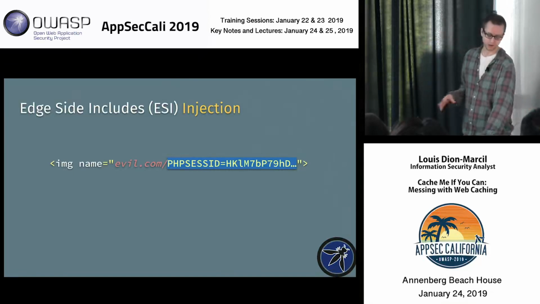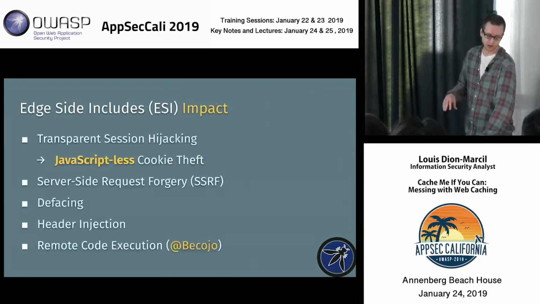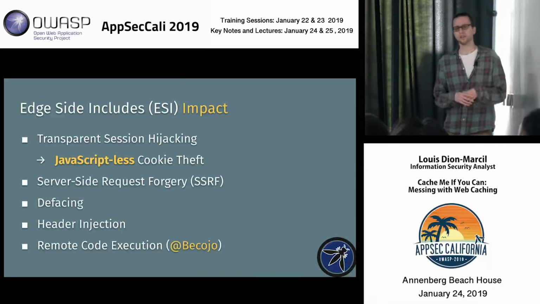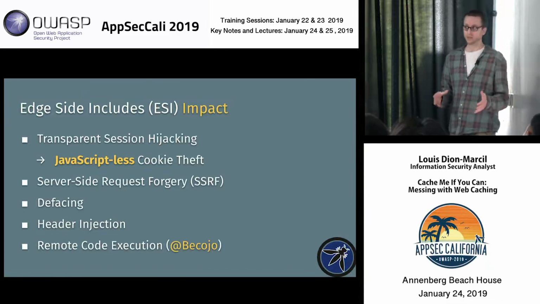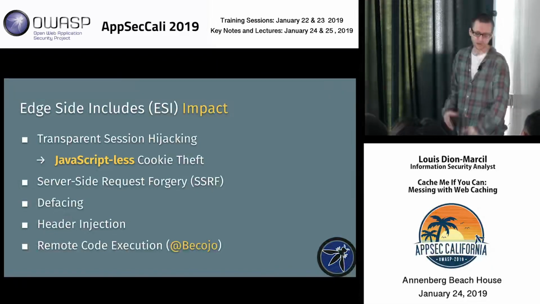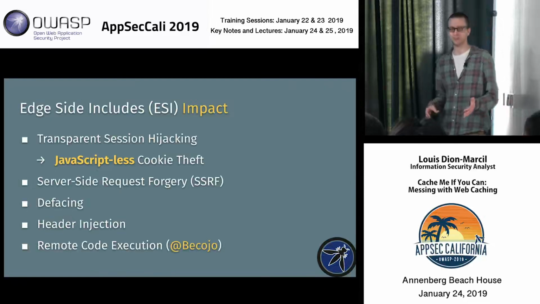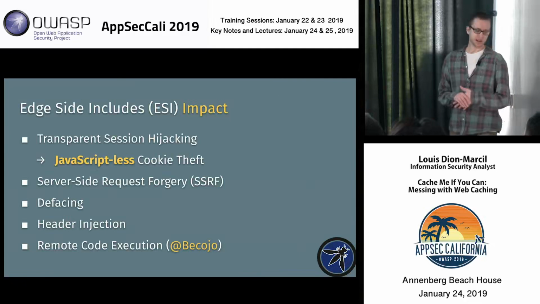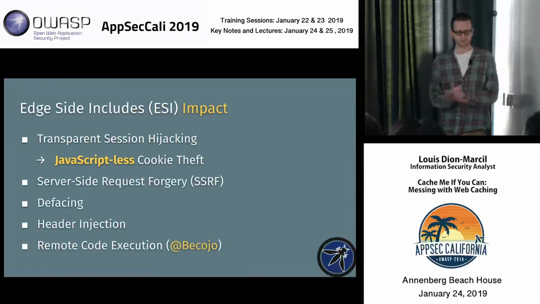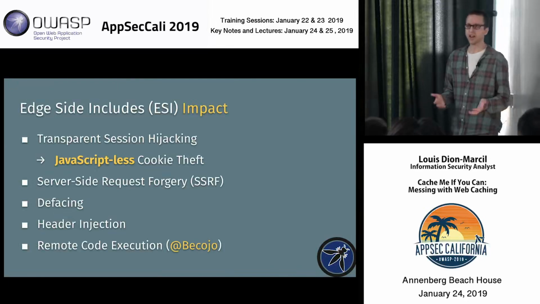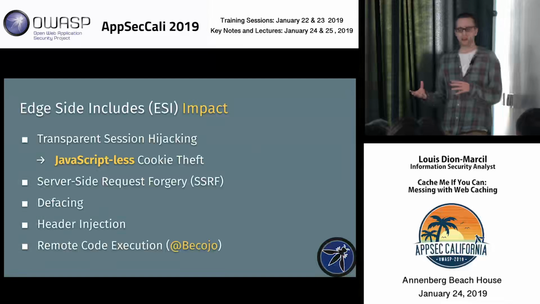But that's kind of rare to see, and this one is much more broad. So even if you don't do transparent session hijacking, you can still do JavaScript-less cookie theft, right? Because image tags don't require JavaScript. So a lot of people will say, I'm much safer if I browse the web without JavaScript. I say no. So you also have server-side request forgery. When you think about it, ESI includes is just server-side request forgery as a service. You can include any URLs you want on the cache server.